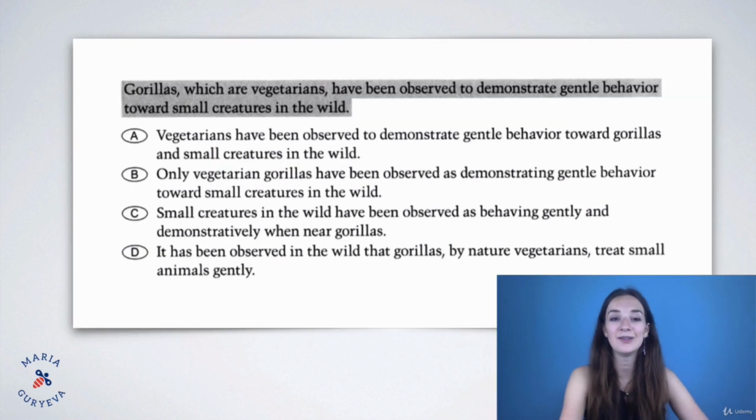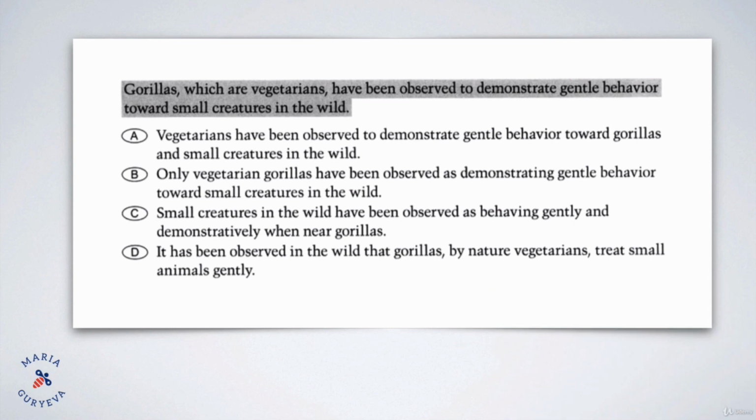Okay, let's look at a different example. Gorillas, which are vegetarians, have been observed to demonstrate gentle behavior towards small creatures in the wild. So what do we have in the sentence? Gorillas, we all know who gorillas are. They are always vegetarians by nature, so they don't eat meat. And so the sentence says that gorillas, which are always vegetarians, are pretty nice when they encounter small creatures, like small animals in the wild, in nature.